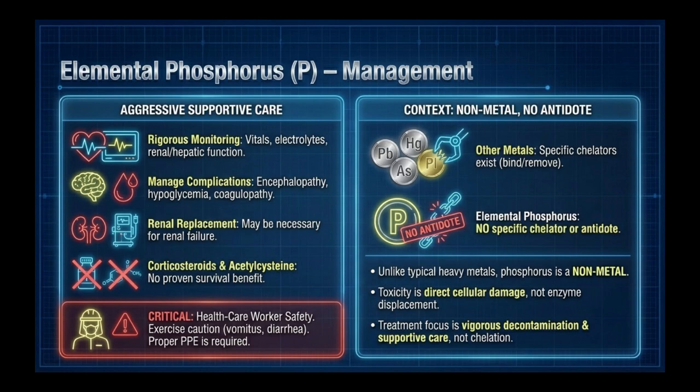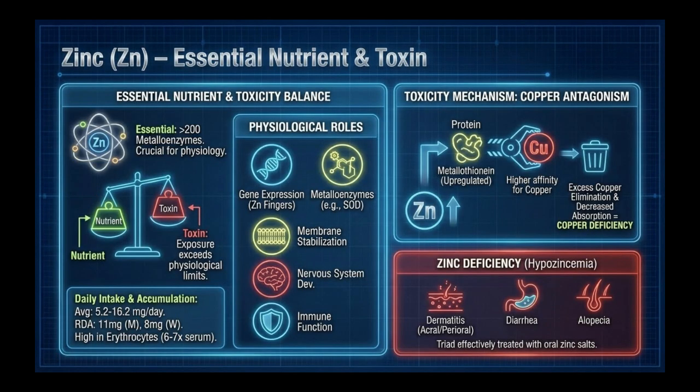Consequently, the treatment of elemental phosphorus poisoning focuses on vigorous decontamination and meticulous supportive care to manage the multi-organ dysfunction it causes. This approach contrasts with the use of specific chelating agents typically employed for heavy metal detoxification. This distinction highlights the diverse toxicological mechanisms involved and underscores the need for tailored treatment strategies for different elements, even within the broader category of elemental poisoning.